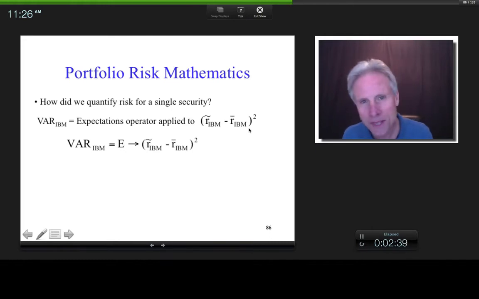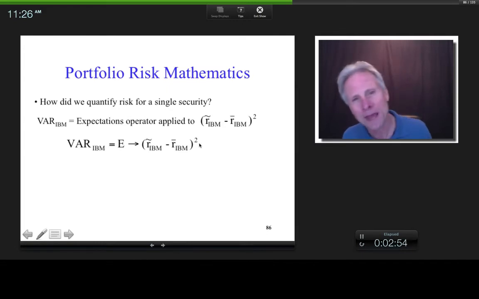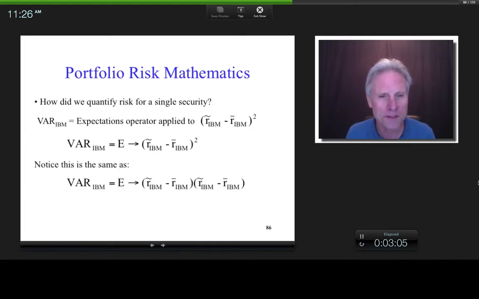Now, if that doesn't make sense, then go back to the part where we looked at risk of a single security and just remind yourself of that, because we're going to be building on that. So the expectations operator applied to this unexpected squared. If IBM actually got 20, you expected 16, how much of that was unexpected? The plus 4, right? But then we squared that. Notice, by the way, that's the same thing as the unexpected, the plus 4, times the unexpected, the plus 4.